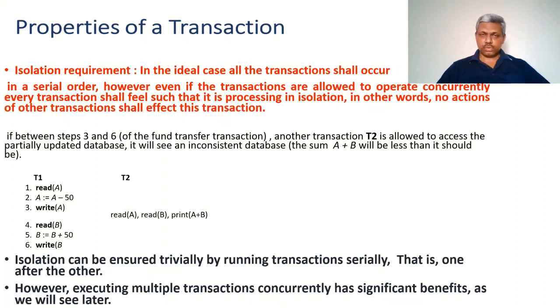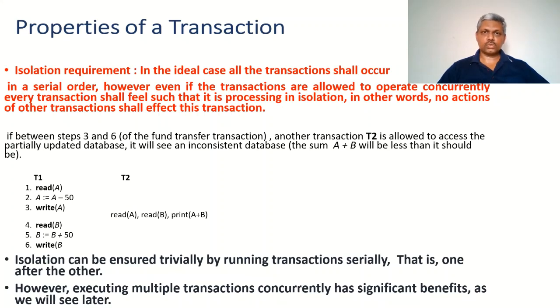Now, two issues. If you operate the transactions in a serial order, then definitely we are going to achieve all these consistency and isolation requirements. But in a real-time situation, can we do that? What happens if I do that? The 100th transaction has to wait until all the 99 transactions are completed, and that requires a huge time.